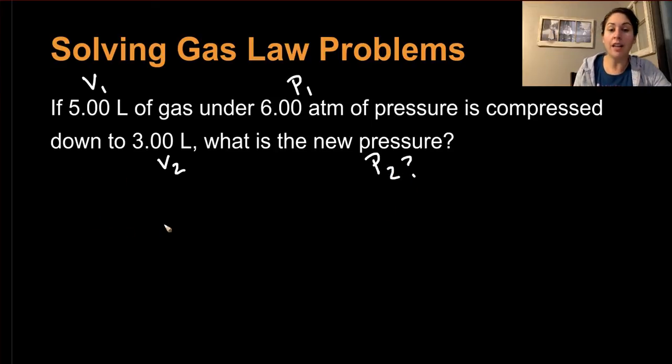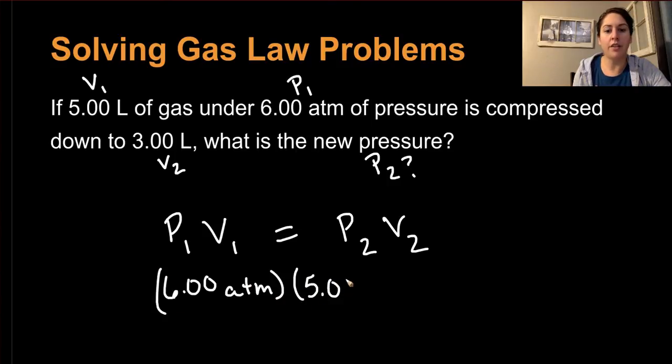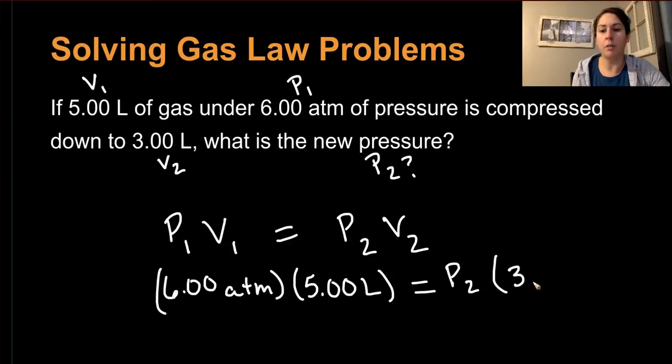Okay. So I take that combined gas law equation, and I'm only going to use the pressure and the volume. We're going to take out temperature because it's going to be the constant in this case. And so I'm going to put in pressure and volume for each one of these. Now I just want to plug my numbers in. So I'm going to take my 6 atmospheres of pressure, 6.00 atm, times 5 liters, and that's going to be equal to P2 times 3 liters, okay, because 3 liters is what we're going to shrink that down to.